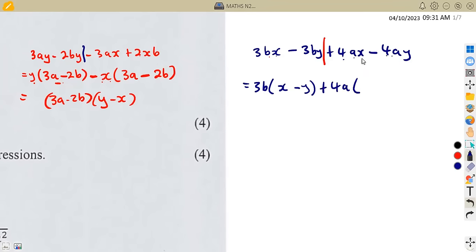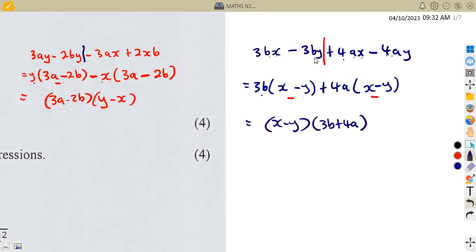So if we factor out 4a, 4a will cancel. We remain with positive x. 4a and 4a cancel, we remain with negative y in this case. So the 2 brackets are the same. That means we are going to factor out the common bracket of x minus y, and we remain with 3b plus 4a in this case.